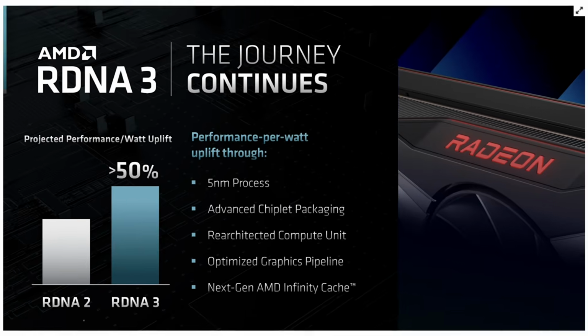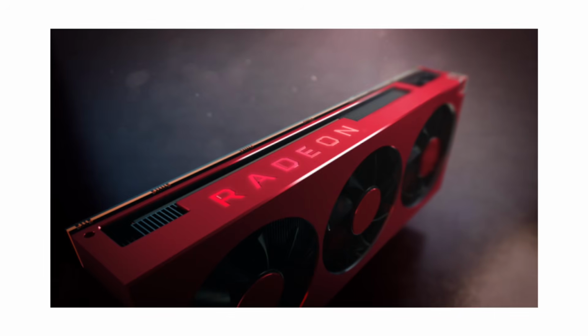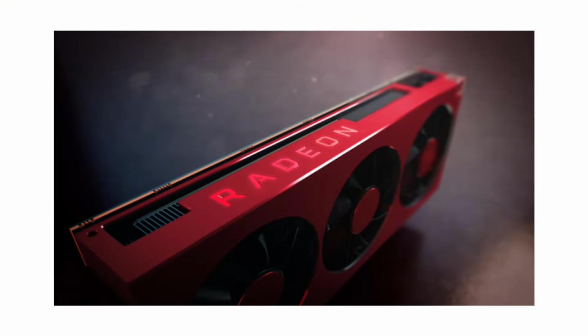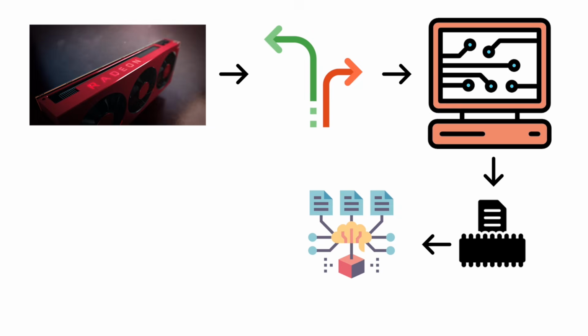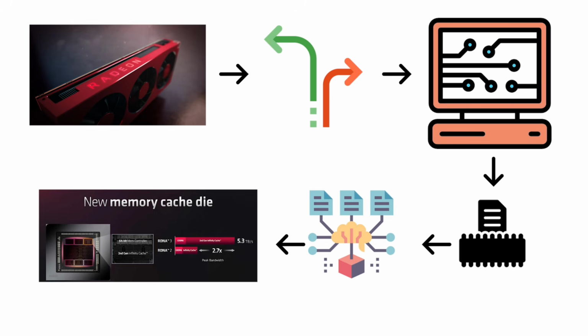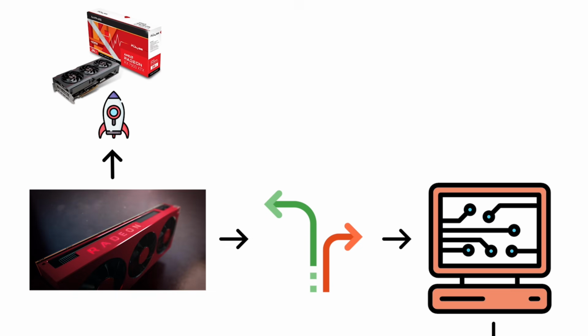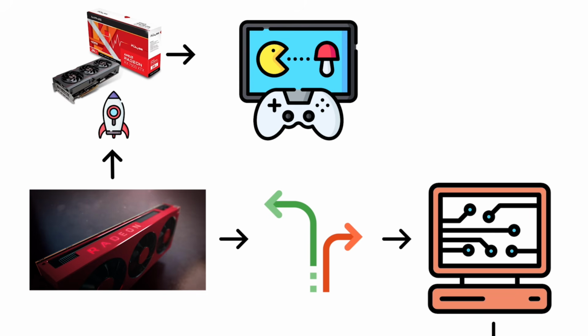RDNA 3, third-generation RDNA, introduced a chiplet design on desktop cards with separate graphics compute and memory cache dies, plus updated compute units and second-generation Infinity Cache. It launched in the Radeon RX 7000 family and later appeared in several handheld and console refresh products.